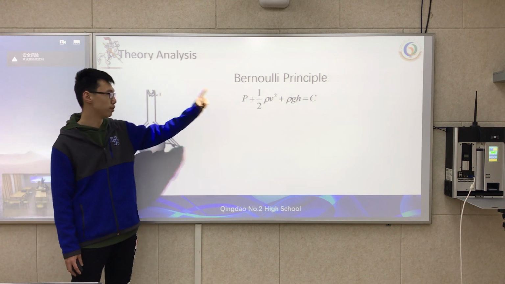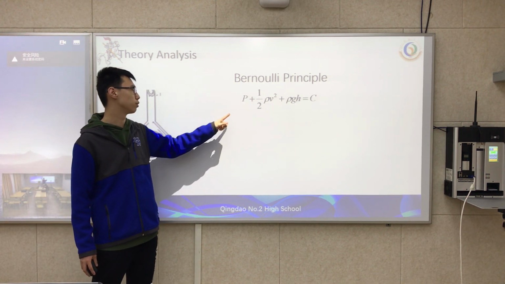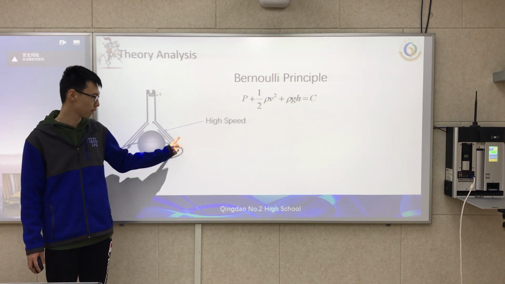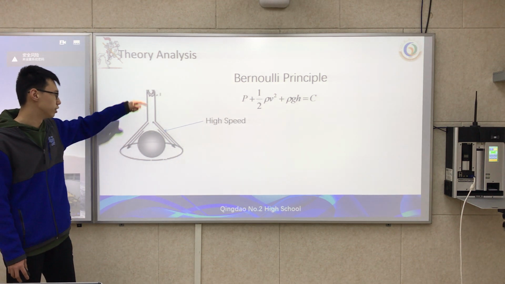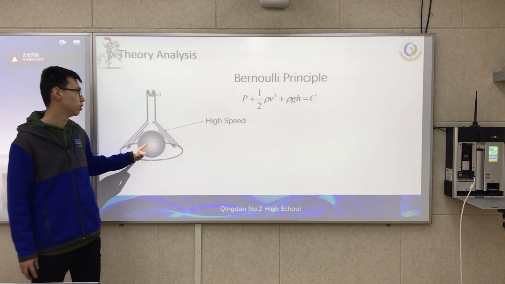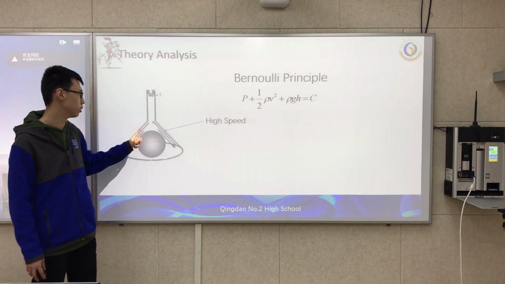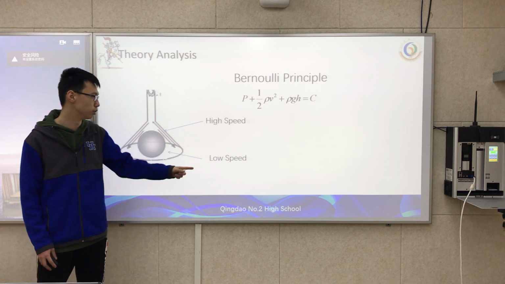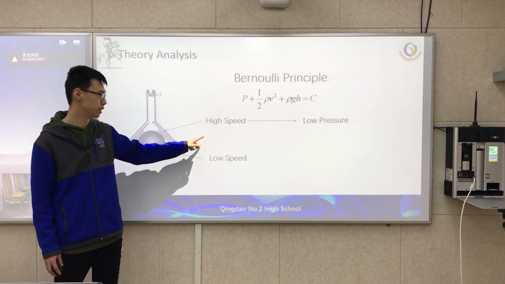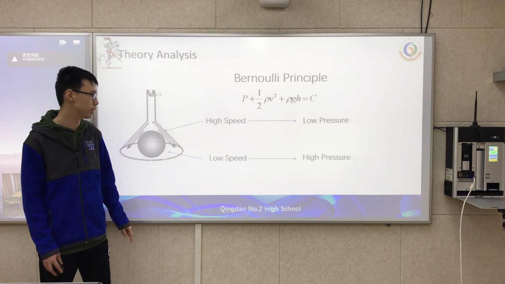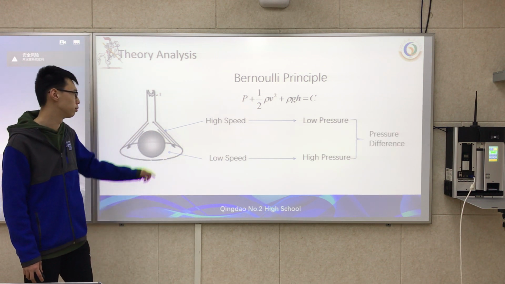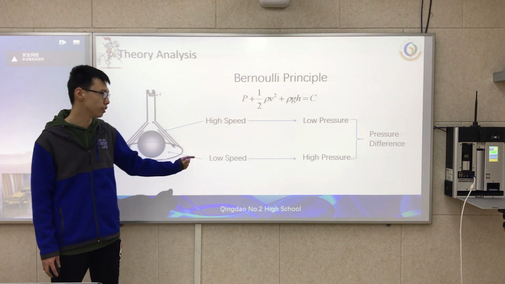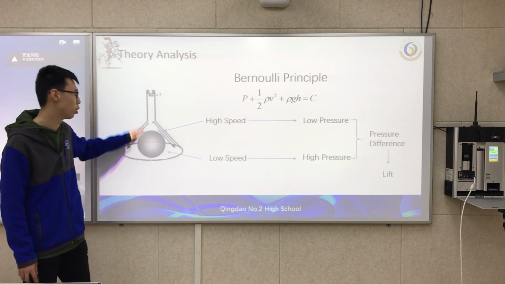According to the Bernoulli principle, P plus 1/2 rho v squared plus rho g h is equal to a constant. For the air in the funnel, on the upper surface of the ball the velocity of the airflow is higher, and on the bottom surface it is lower. So the low pressure caused by the high speed and the high pressure caused by the low speed create a pressure difference between the bottom surface and the upper surface, and this pressure difference causes the lift that lifts the ball up.